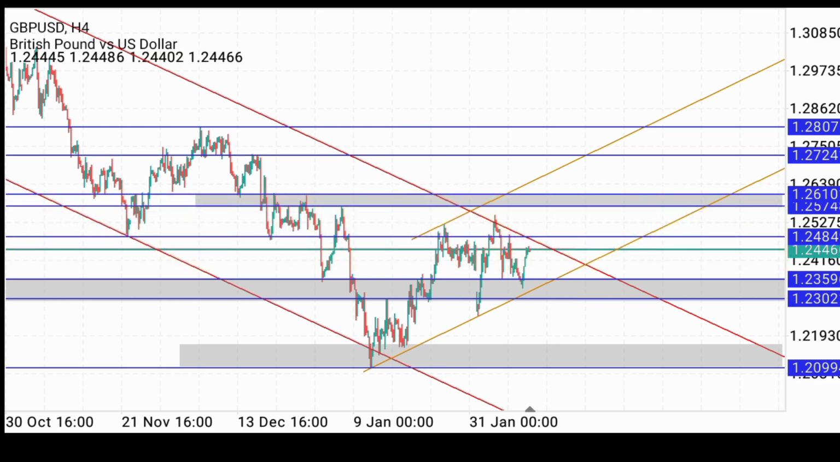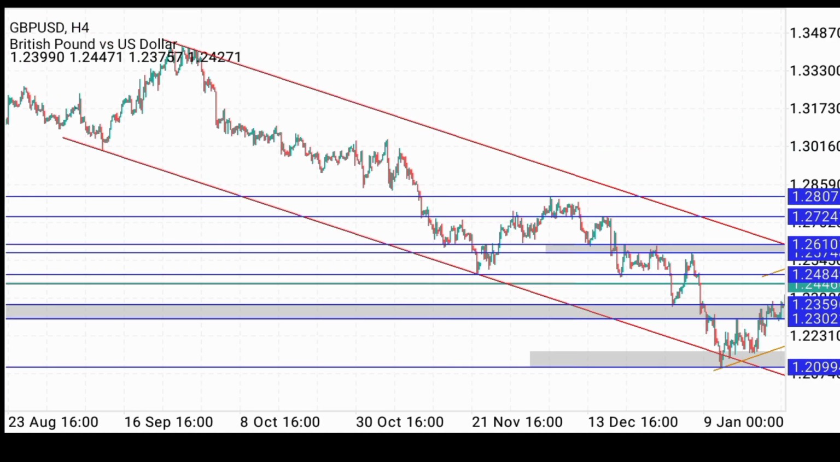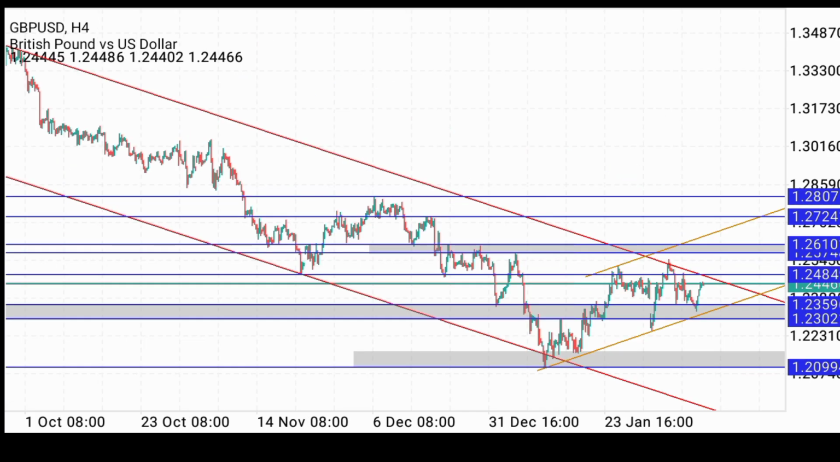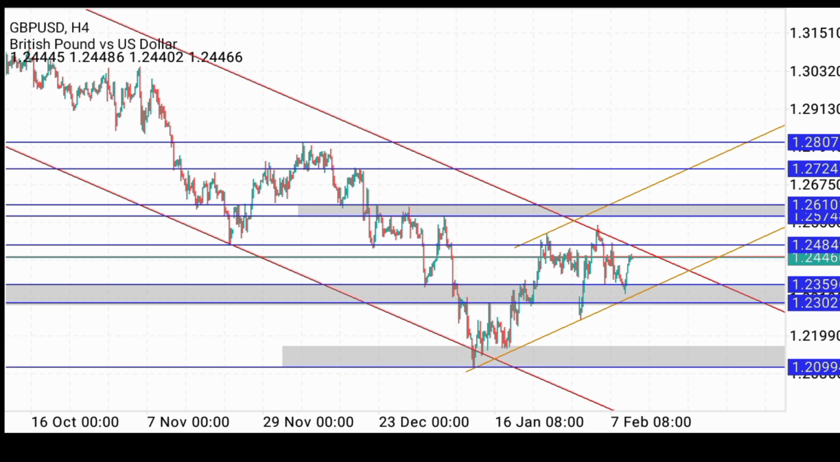So on this 4 hours time frame of GBPUSD, if we get back a little into history, we find out that this market has been moving within this descending channel. Price has also established a new channel, which is this ascending channel. So now price has been consolidating within the top of this descending channel and the bottom of this ascending channel. So the future of this market depends on what happens at this area.